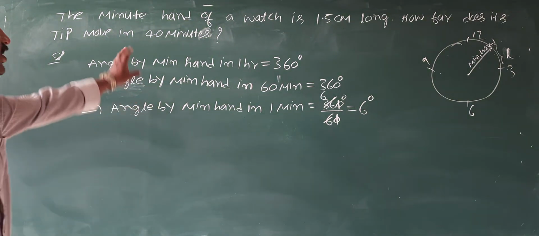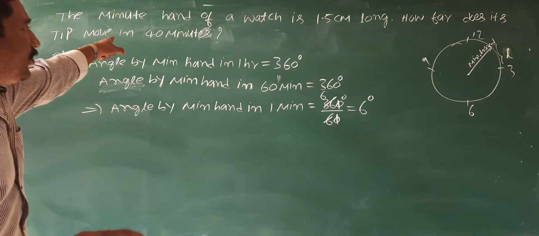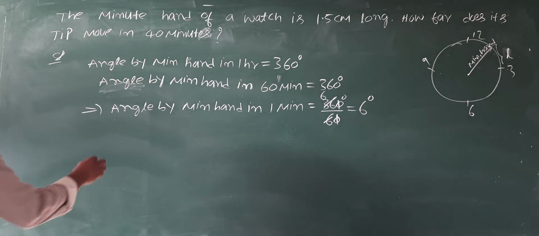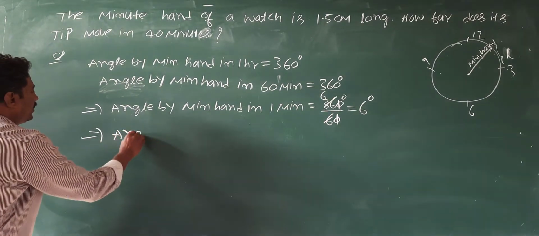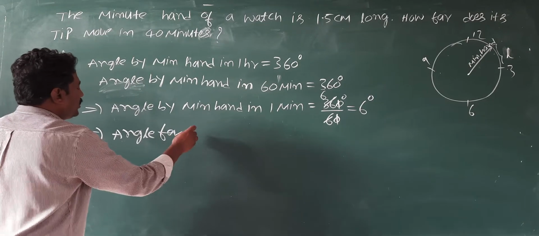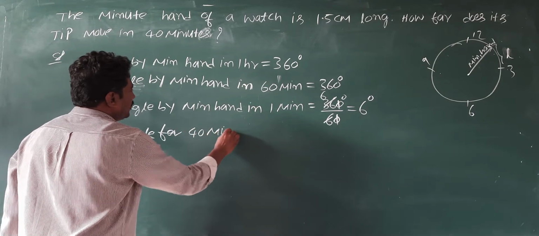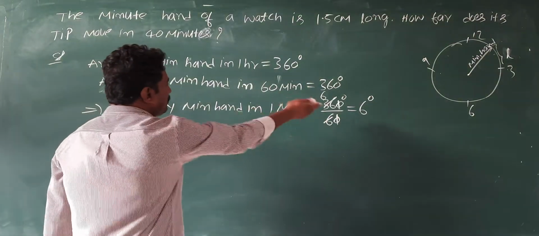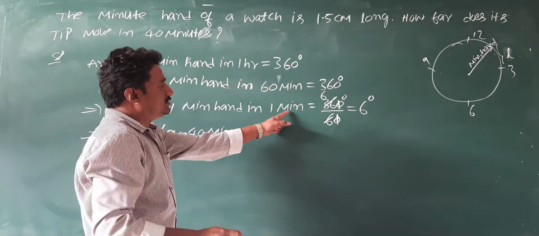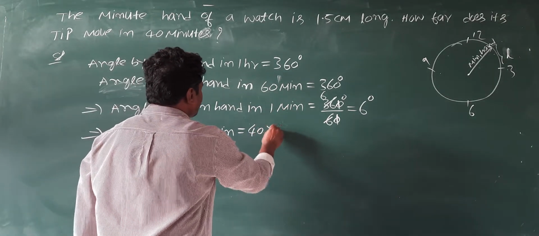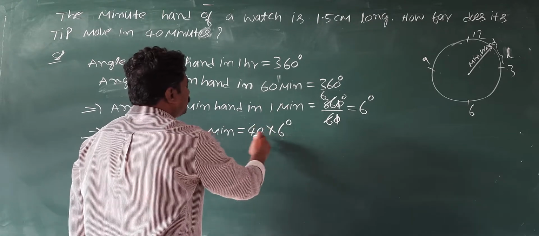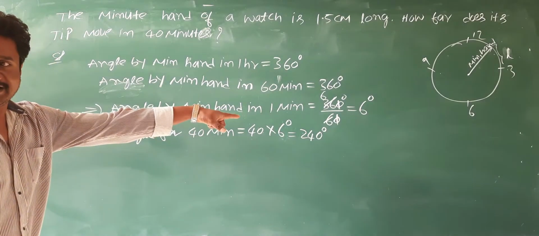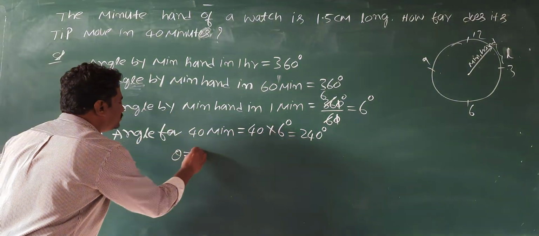According to the question, we need the angle for 40 minutes. So that implies the angle for 40 minutes: multiply both sides by 40. 40 minutes, 40 into 6 degrees. So tell me, 6 fours are 240 degrees. We got the angle theta. How much is theta?